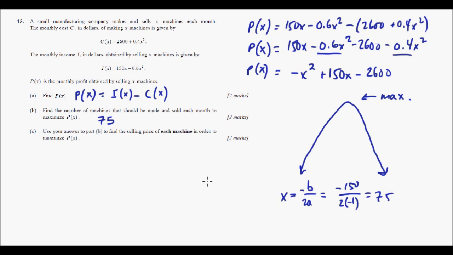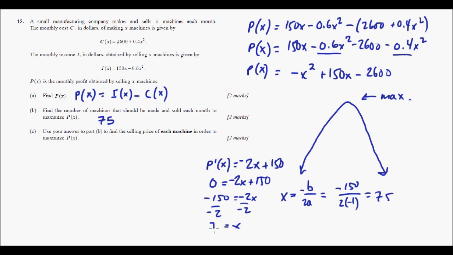Now, this is a maximum problem, so you can also take the derivative. Let me show you that real quick. P prime of x would be negative 2x plus 150. Now we want to make it equal 0 because it's a maximum. The gradient is 0 at a maximum, so if you want to use calculus on this, you could. So you get negative 2x plus 150, move the 150 over, so you get negative 150 equals negative 2x. Divide by negative 2, and lo and behold, you get 75 again. Sweet. So 75 machines.